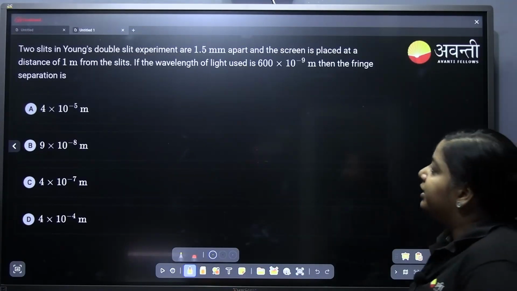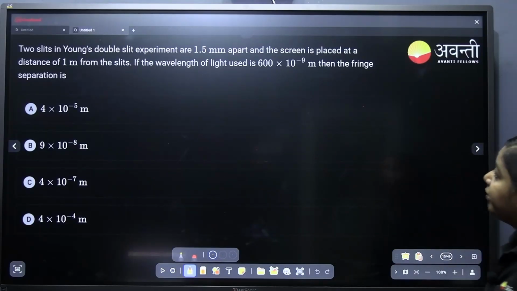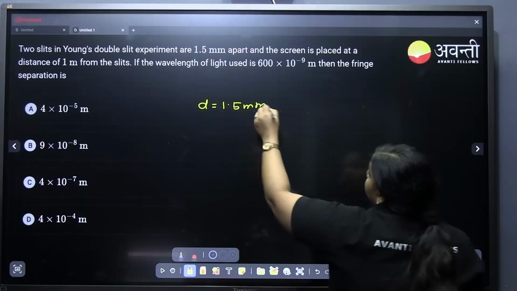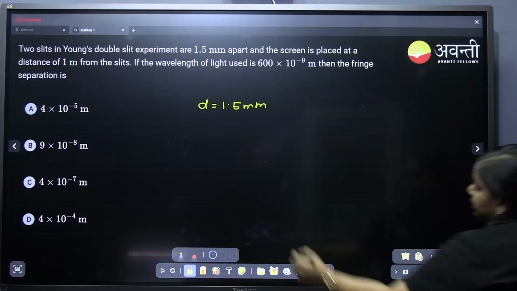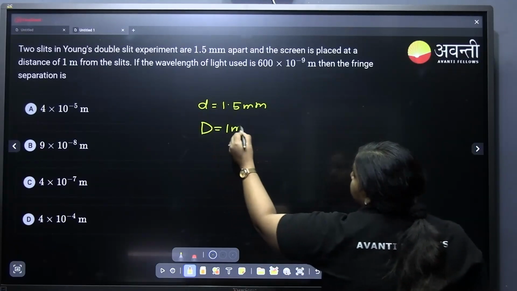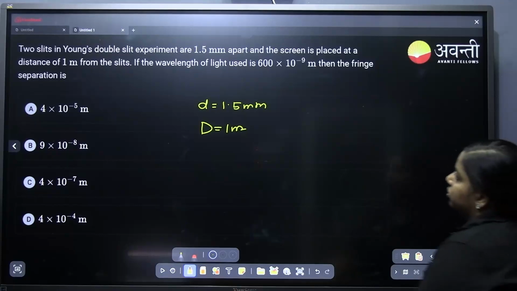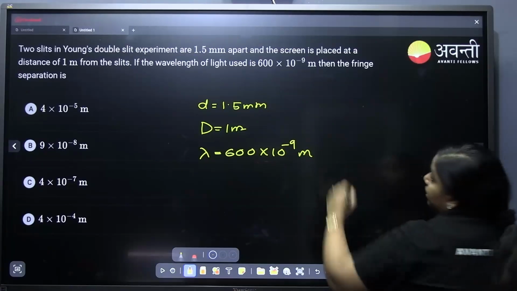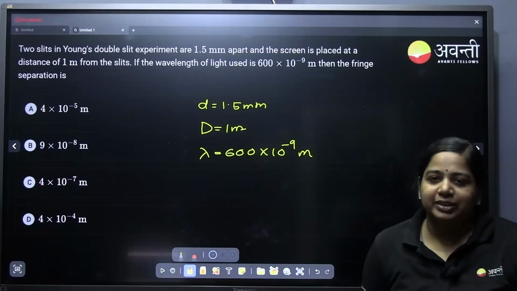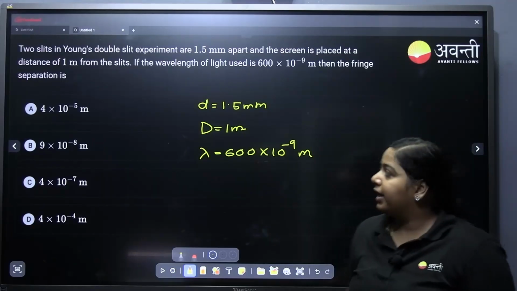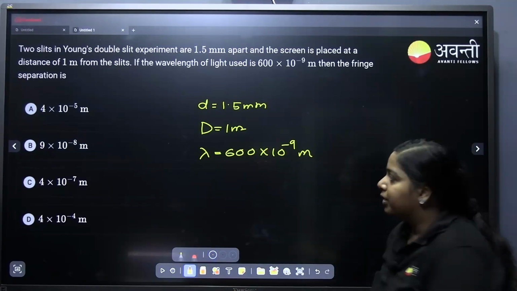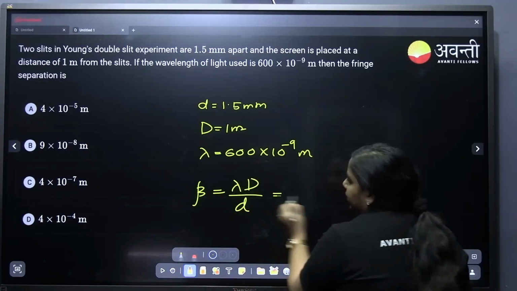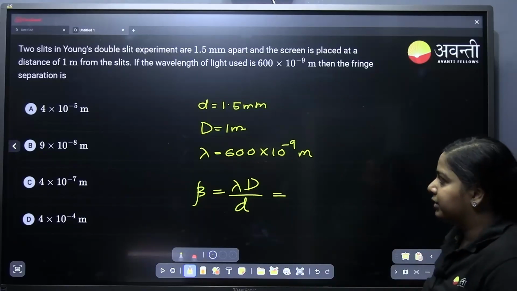Next one, two slits in Young's double slit experiment are at d equal to 1.5 millimeter apart. Screen is placed at a distance of D equal to 1 meter. Wavelength of the light used is lambda equal to 600 into 10 to the power minus 9 meter. Then fringe separation is the same as fringe width. Same problem we had in the mock test. So fringe width beta is equal to lambda capital D by small d. Direct application, you can get the answer.